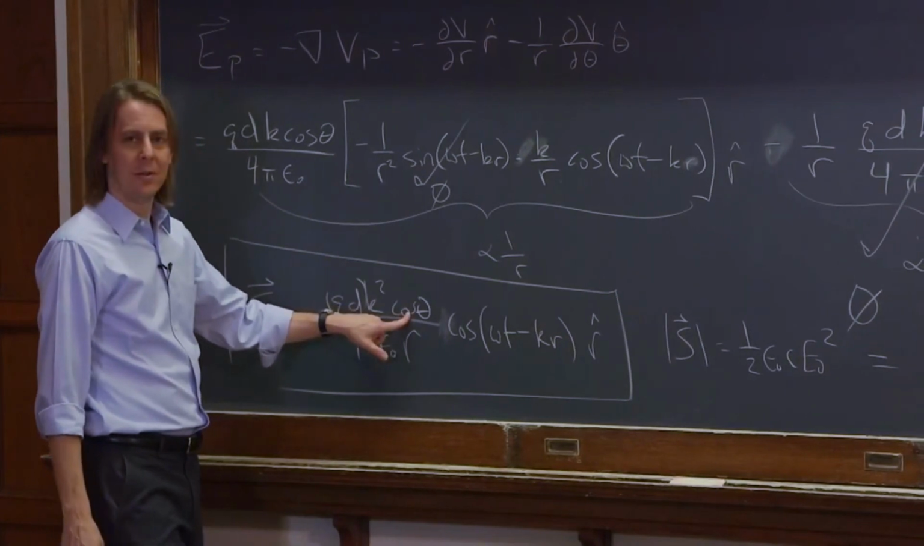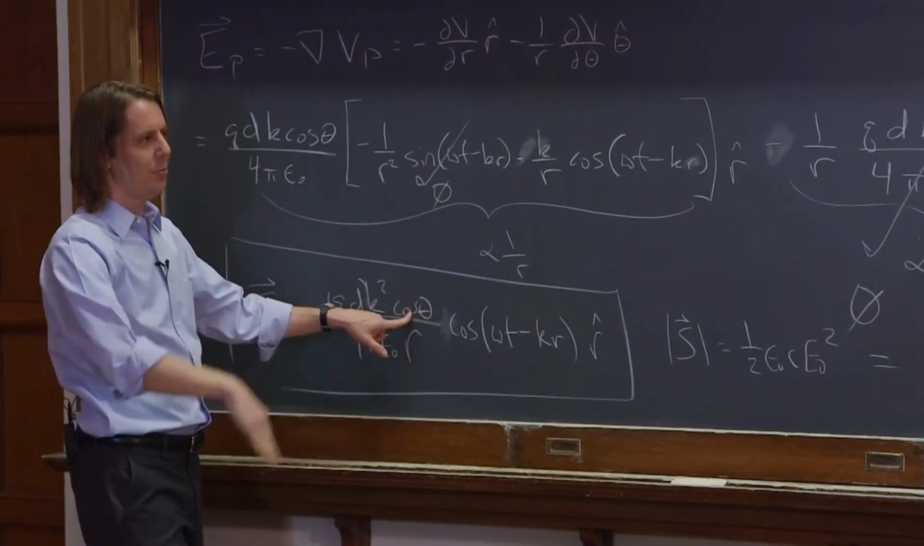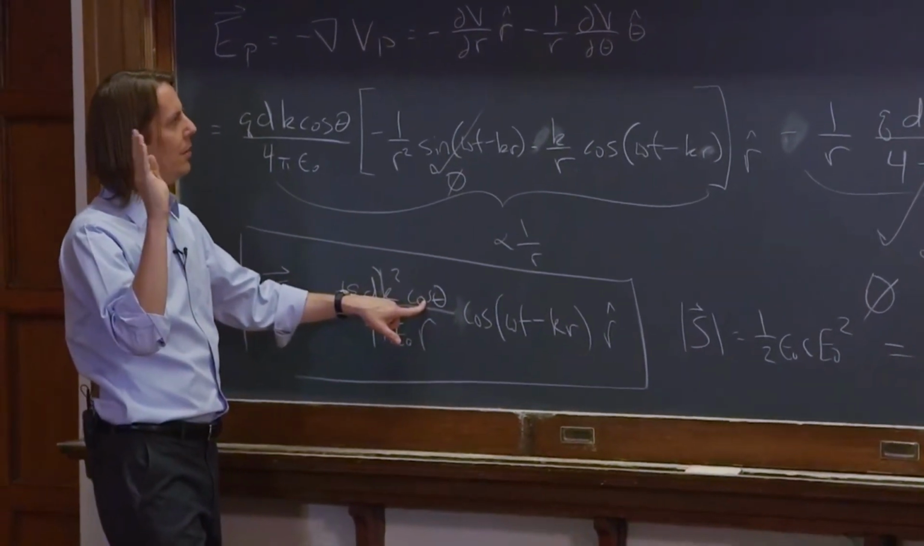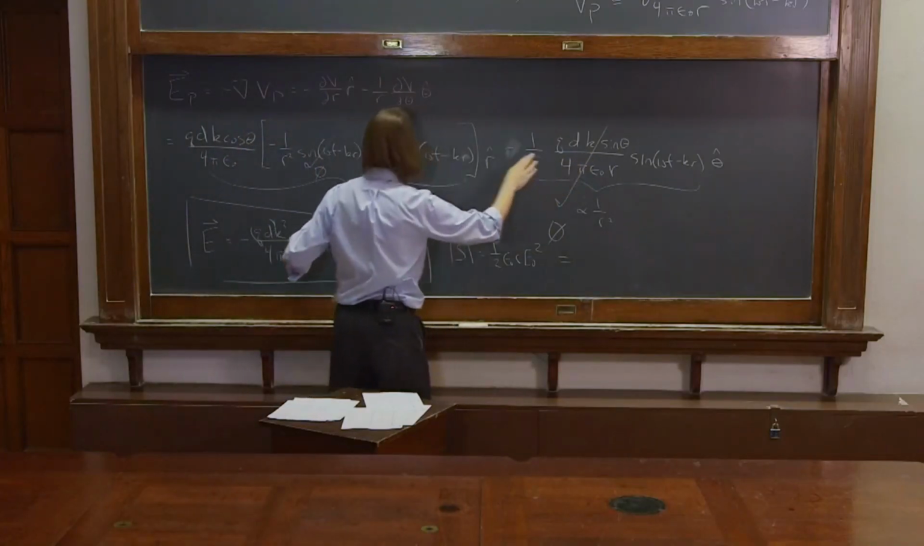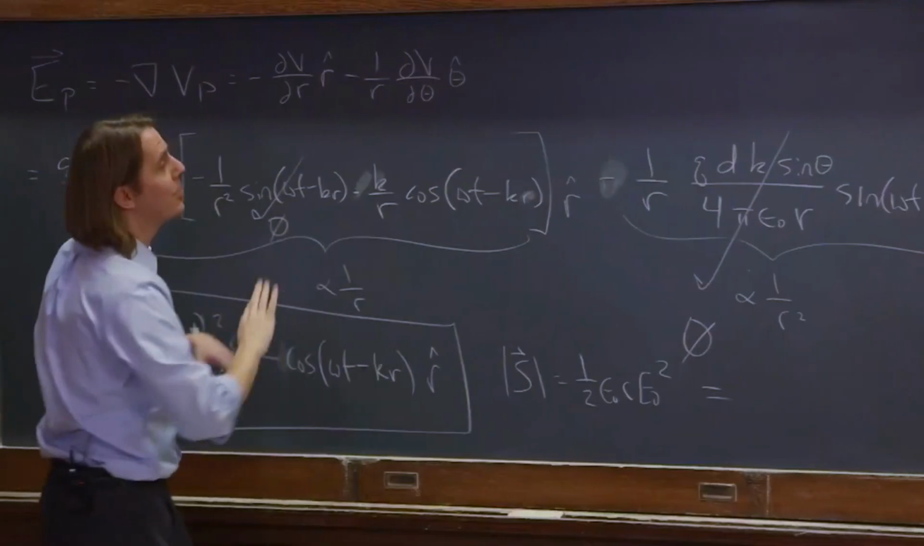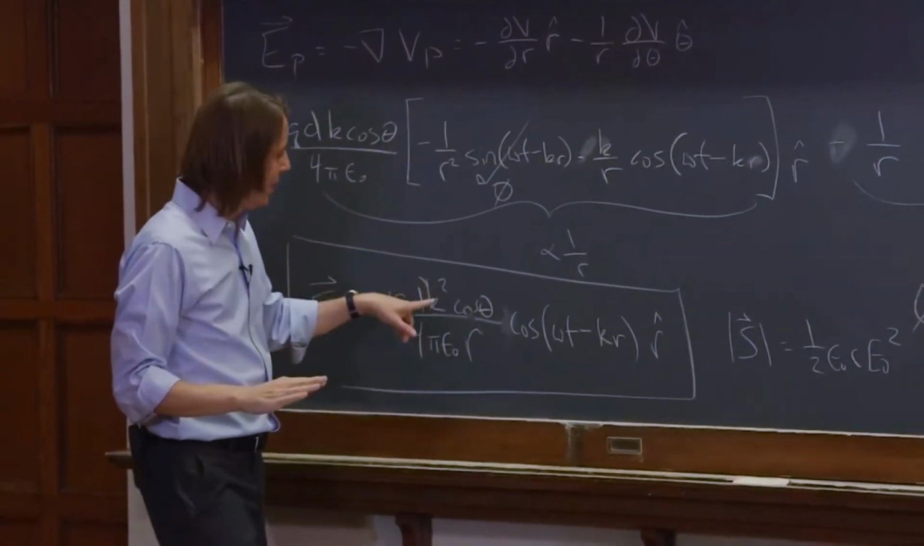Cosine squared theta. The whole polarization dependence was based on sine squared theta. How did we get a cosine? It's wrong. Should we have kept this term? No. Where did that cosine come from? I'm not going to track it down because something's wrong.